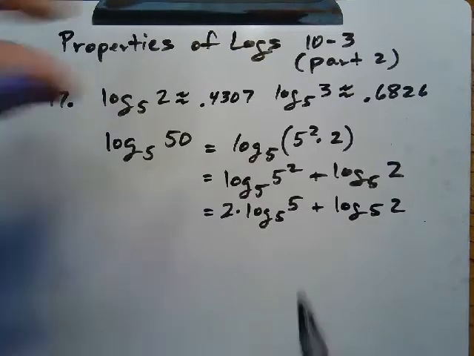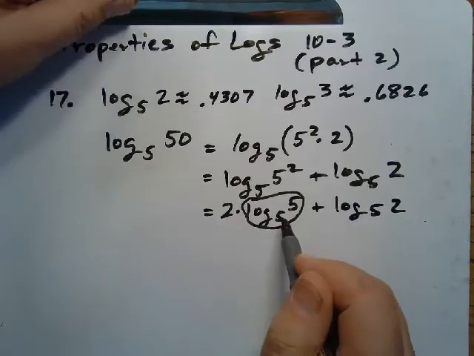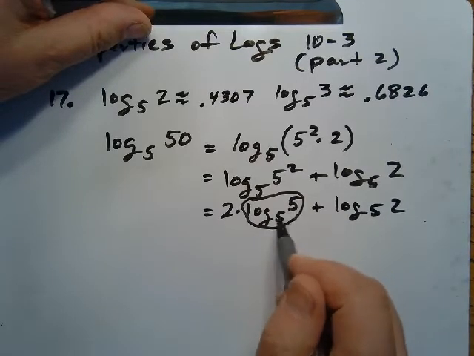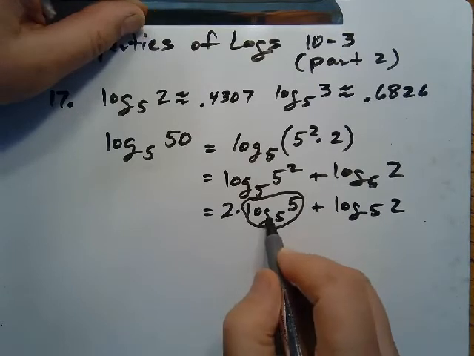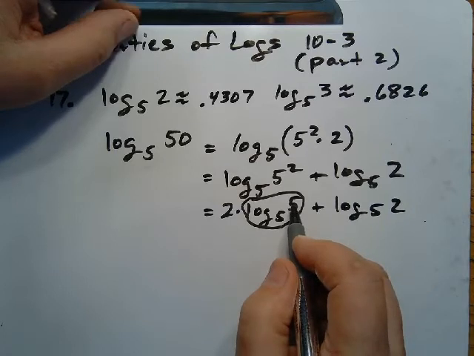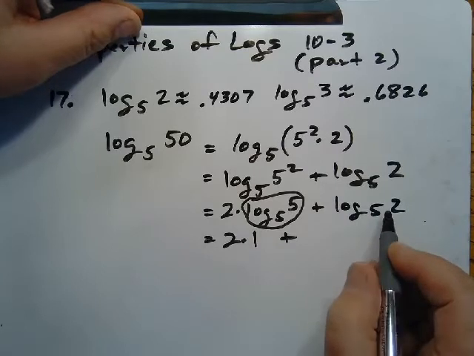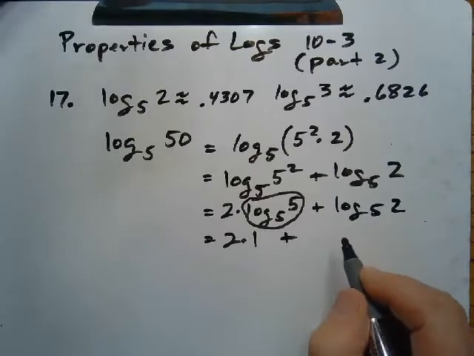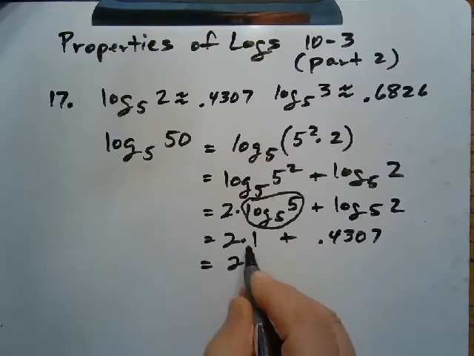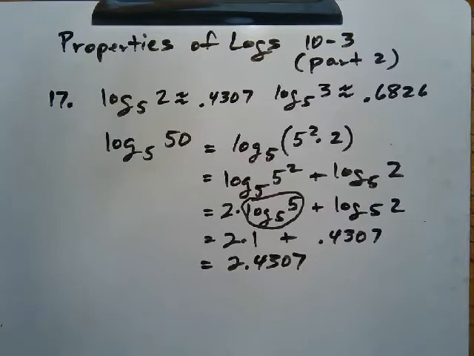All right, let's review that. This right here is log base 5 of 5. Well, that happens to be 1 because a log base 5 and 5 undo one another. It's asking the question, what is the exponent on 5 that will give me 5? Well, it's got to be 1. So this is actually 2 times 1 plus log base 5 of 2. They give us that up at the top, 0.4307. And we find that our answer is 2.4307 approximately. Let's take a look at another one.